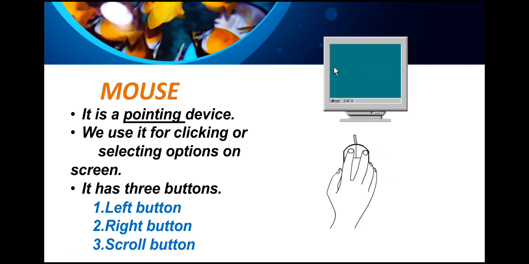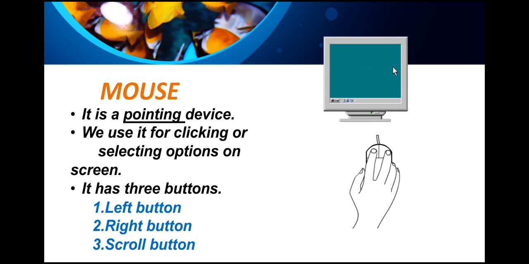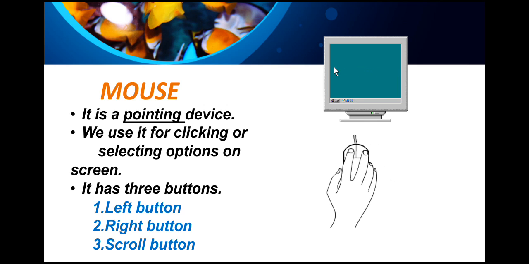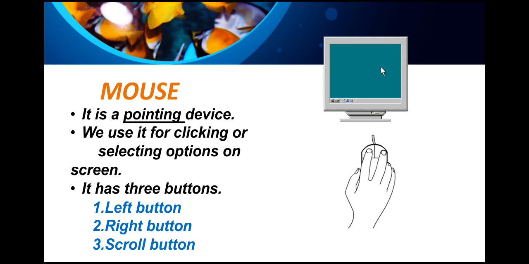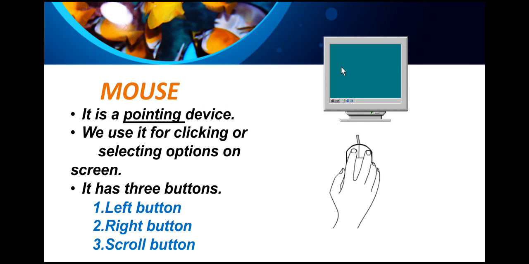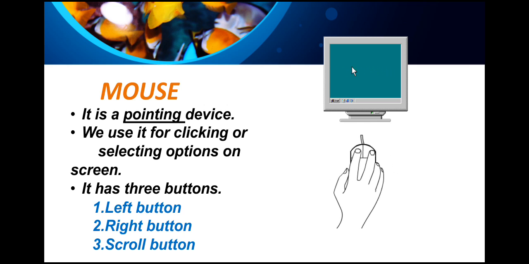Our mouse has 3 buttons. The left button is for clicking anything, for selecting any picture or object. The right button is for opening a list of commands, a list of options. And number 3, the scroll button. This button is used to scroll the page up and down. This is the scrolling button.